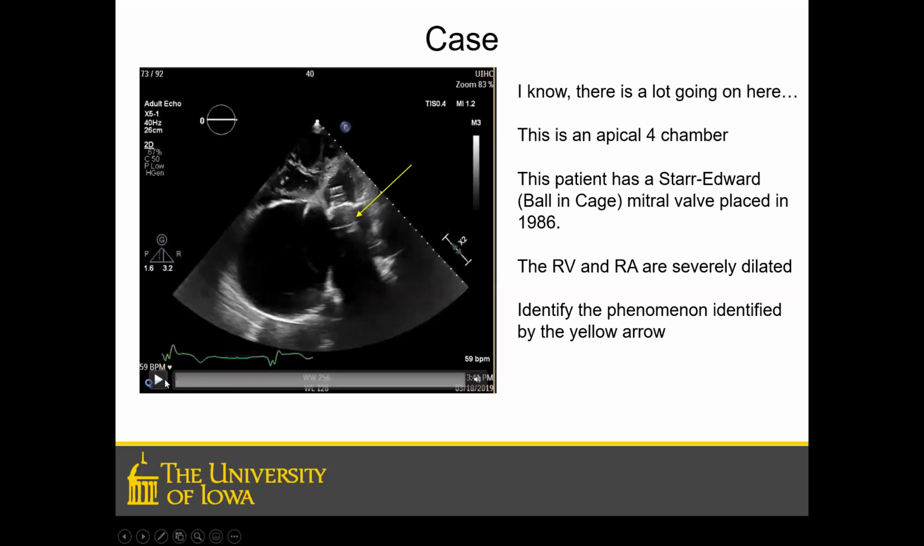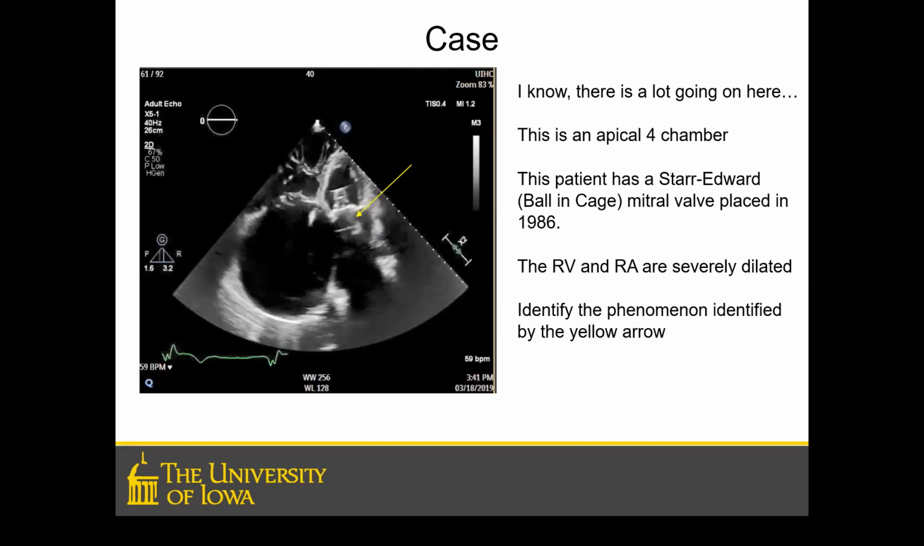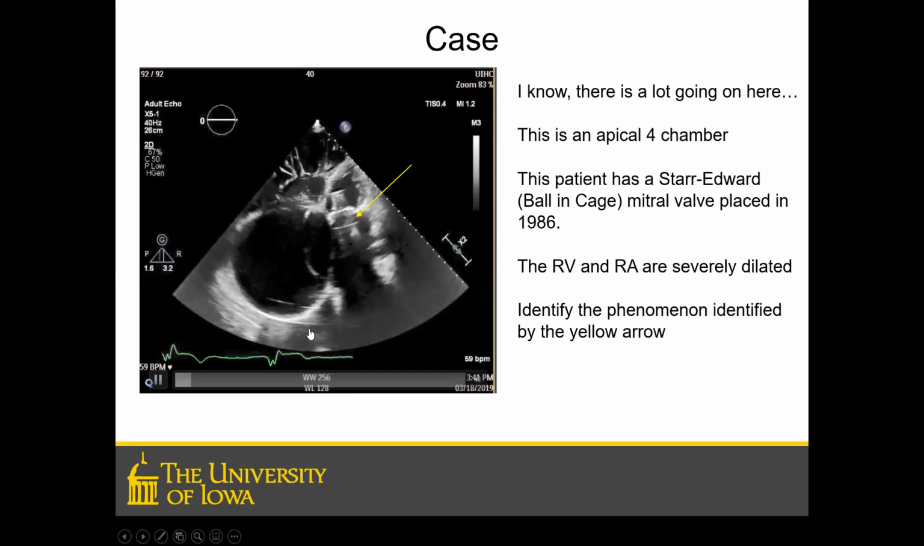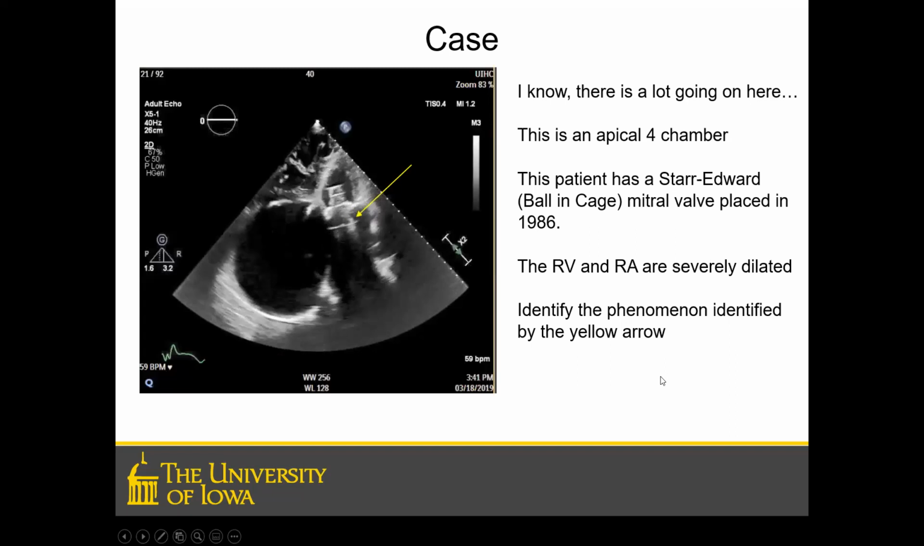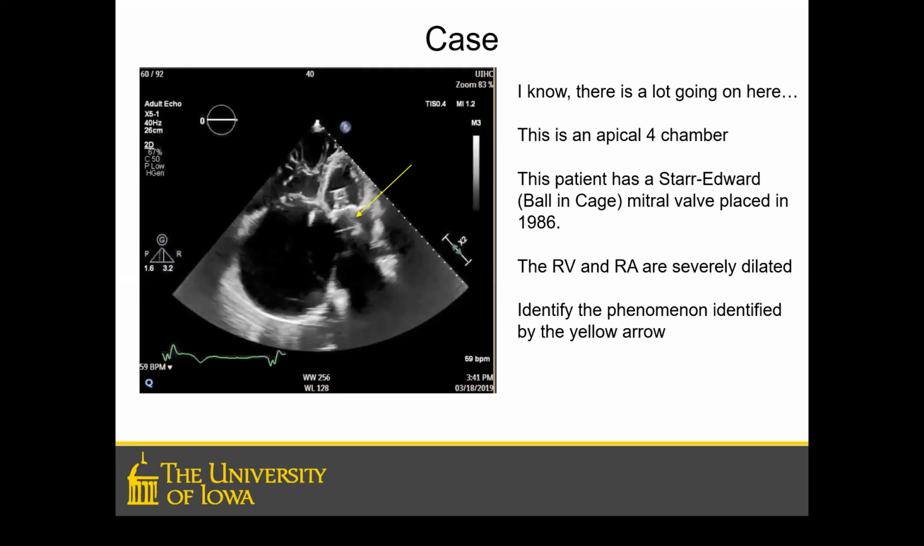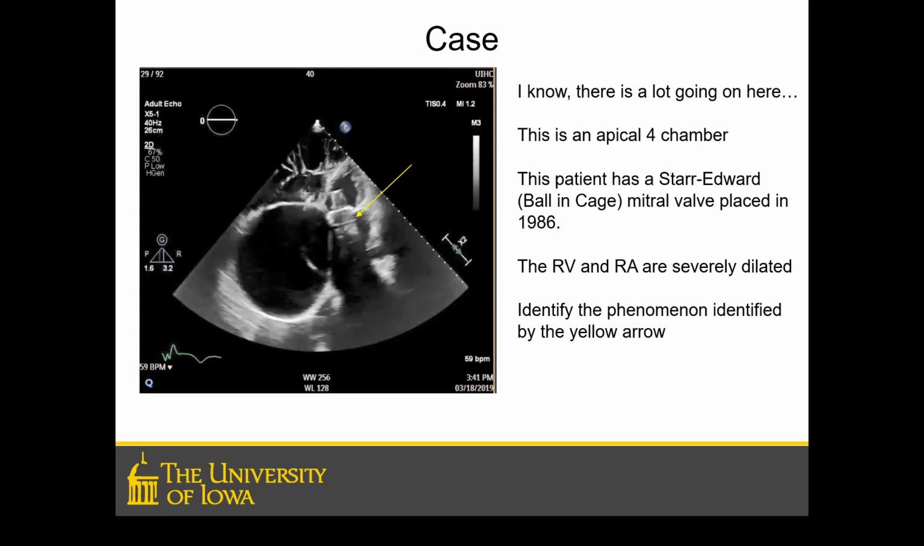All right, there is so much going on in this case in terms of artifacts, but the one we're going to focus on, this is an apical 4-chamber, and this patient has a Starr-Edwards mitral valve that was placed in 1986. Now we're getting to the point that you probably are not going to see these valves anymore. This patient unfortunately is deceased, but I think it still becomes important for you to know some of the pitfalls and complications with these valves for a few more years.